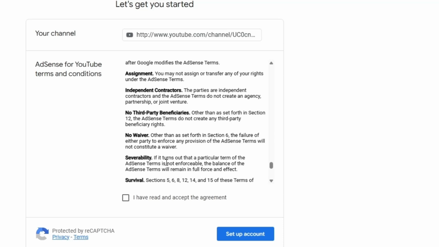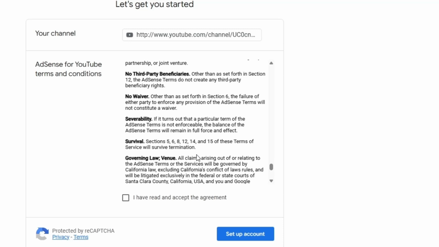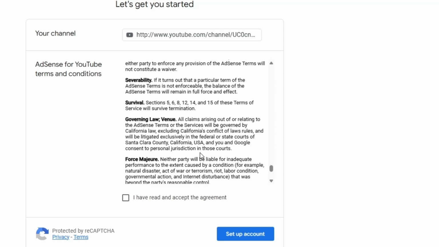Severability. If it turns out that a particular term of the AdSense terms is not enforceable, the balance of the AdSense terms will remain in full force and effect. Survival. Sections 5, 6, 8, 12, 14, and 15 of these terms of service will survive termination. Governing law, venue. All claims arising out of or relating to the AdSense terms or the services will be governed by California law, excluding California's conflict of laws rules, and will be litigated exclusively in the federal or state courts of Santa Clara County, California, USA, and you and Google consent to personal jurisdiction in those courts.